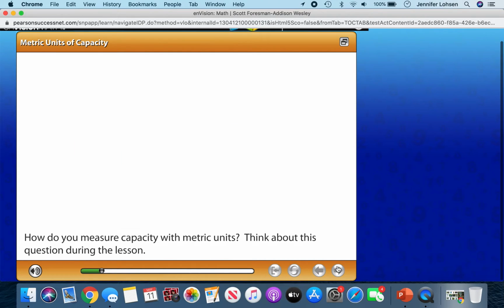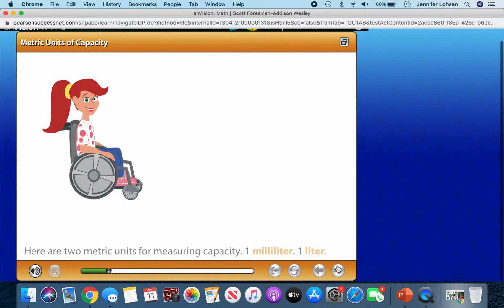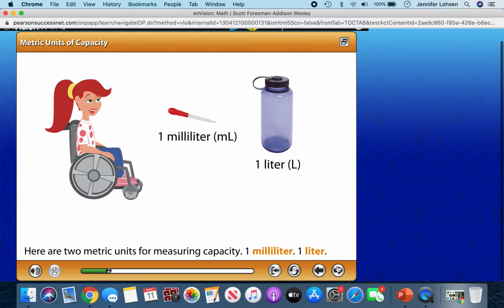So let's get started. How do you measure capacity with metric units? Think about this question during the lesson. Here are 2 metric units for measuring capacity: 1 milliliter, 1 liter. Okay, so just remember, 1 milliliter is equivalent to 20 drops. So this whole thing here, I'm assuming, can hold 20 drops. So that's why they're saying that this is equivalent to 1 milliliter. And then 1 liter, again, visualize that as half of that big bottle of soda.